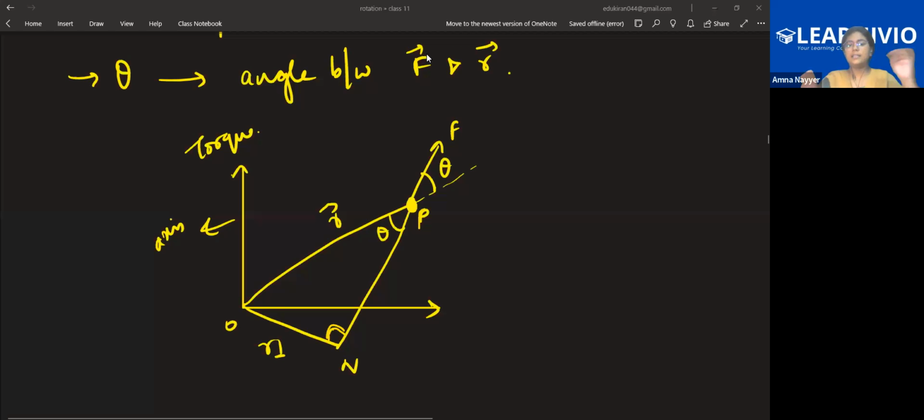Yeah, Zainab. See, Zainab, you know what a force is. A force is a push or a pull in simple layman terms.